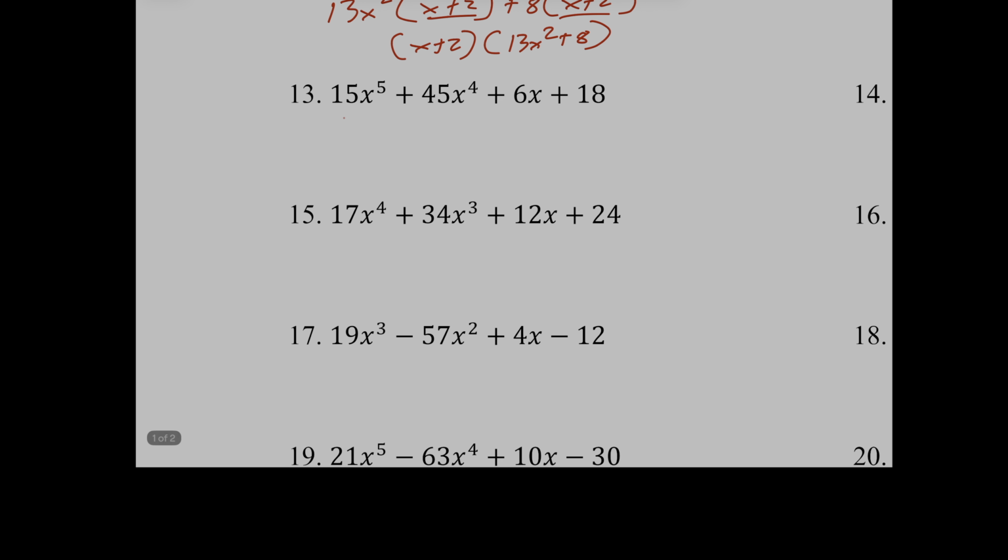Going on to number 13. 15 and 45. Hey, a 15 will go into both of those. I'm going to put in my x to the 4th. I'm going to be left with a 3x plus 3. No, just an x. Sorry about that. My brain got ahead of me. Don't ever let your pencil go faster than your brain. Okay, boom, and I got an x plus 3.